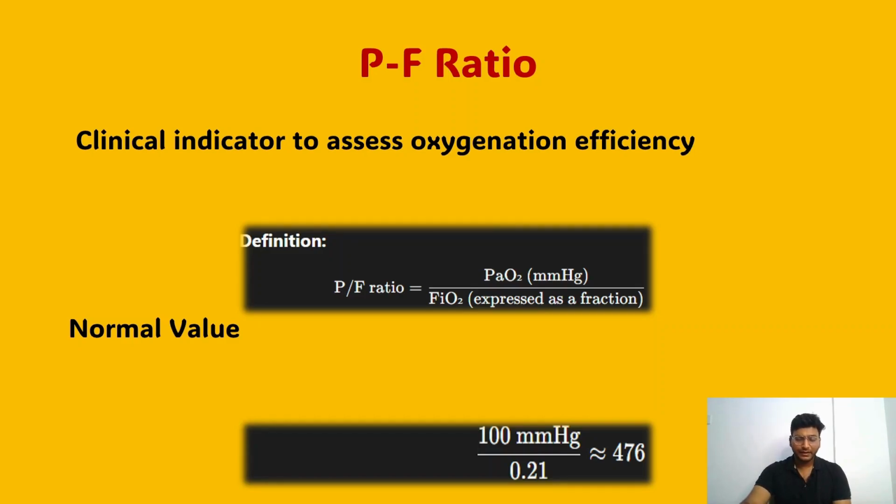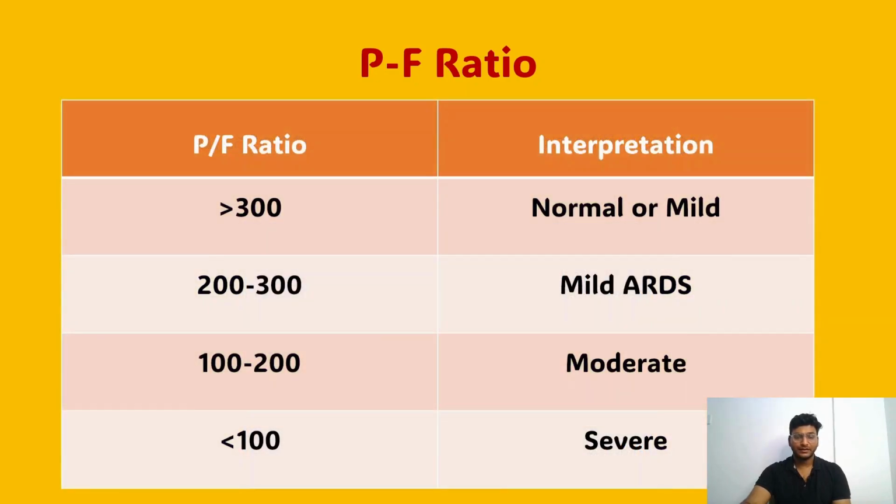This is classically used in your ARDS patients, where you classify the severity into normal, mild, moderate and severe. If it is more than 300, it is considered normal; if it is 200 to 300, it is considered mild ARDS; 100 to 200 is moderate; and less than 100 is considered severe ARDS. It is specifically used in ARDS patients. Also, it can be used in normal patients who have a high oxygen requirement, right?